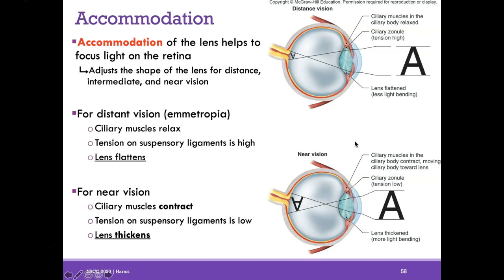The ciliary body is relaxed over here, and that means that they're held on very tight to the lens, to the suspensory ligaments. There's a lot of tension. And when these guys push down, then there's not going to be as much tension on the suspensory ligaments. They're going to be floppy. And that will push the lens in the middle to thicken it, and that makes it able to bend more light. So what you're looking at very close to you can be refracted appropriately on the retina.